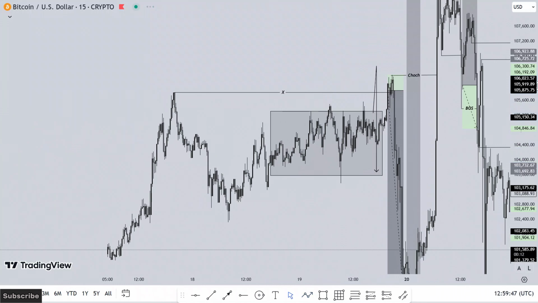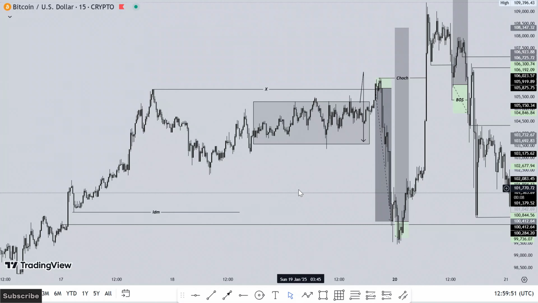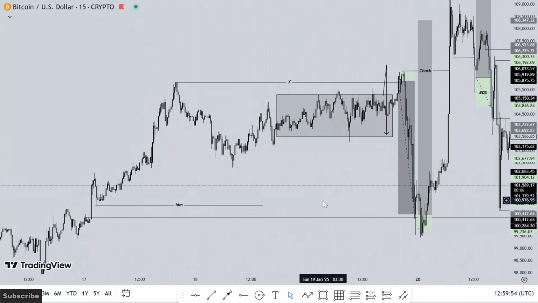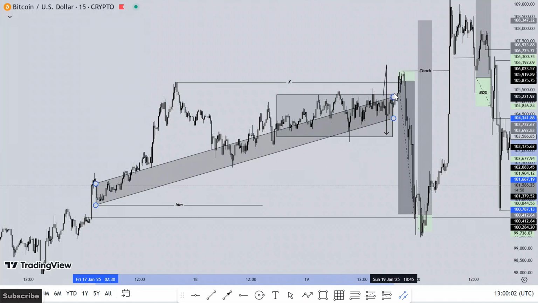Now the second question is, how did I know the area I should put my take profits? Now if you take a better look at the market, all you are seeing here is basically a liquidity, basically a trend line liquidity.